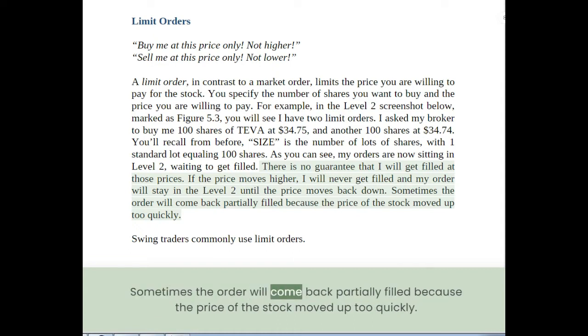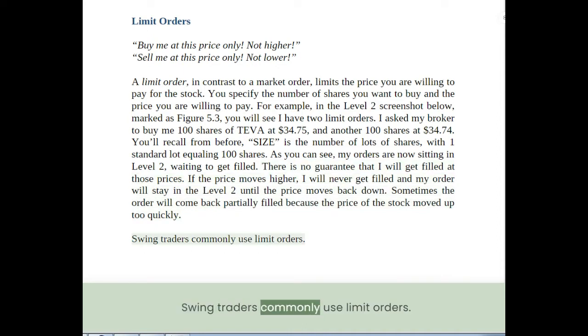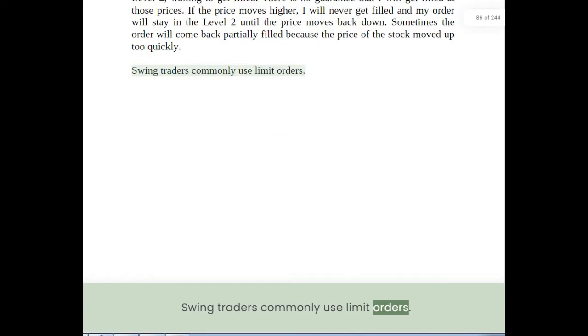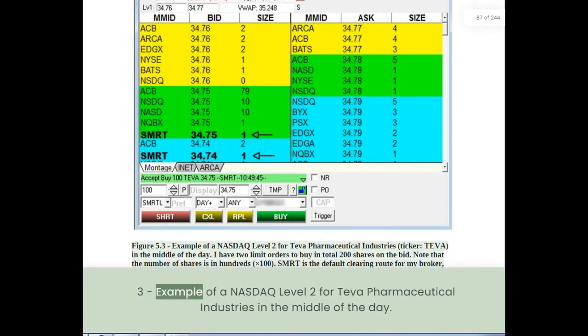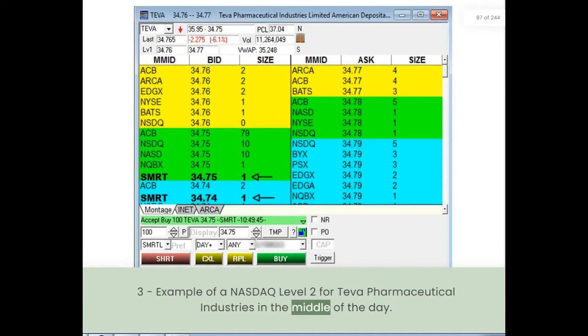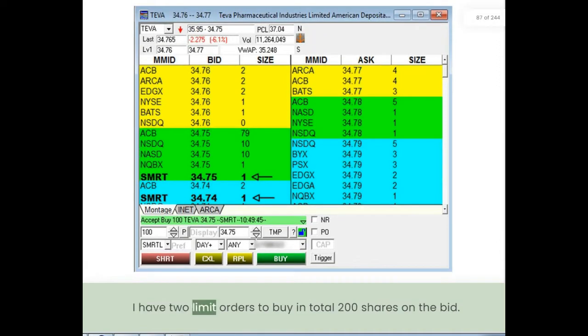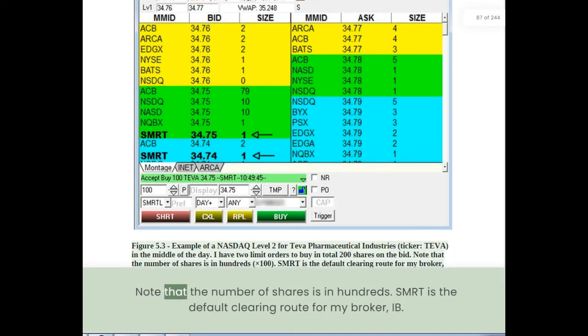Sometimes the order will come back partially filled because the price of the stock moved up too quickly. Swing traders commonly use limit orders. Figure 5.3 is an example of a Nasdaq Level 2 for Teva Pharmaceutical Industries in the middle of the day. I have two limit orders to buy, in total 200 shares, on the bid. Note that the number of shares is in hundreds.